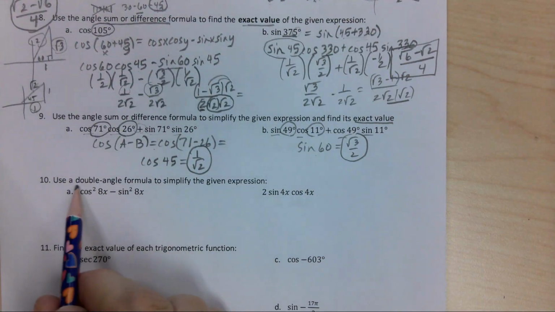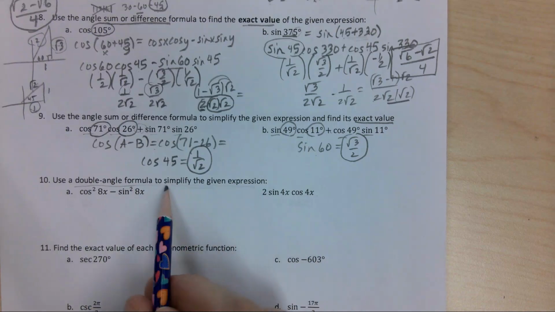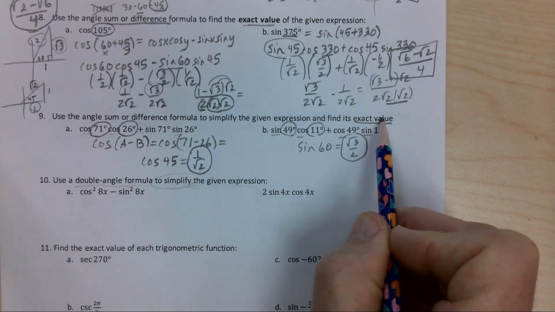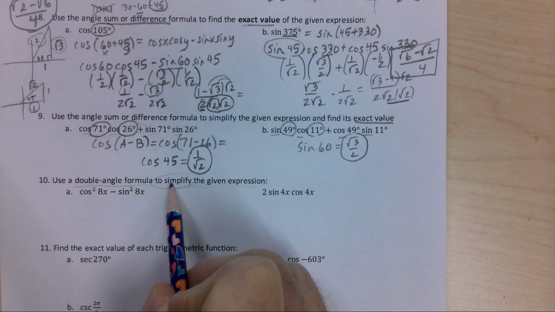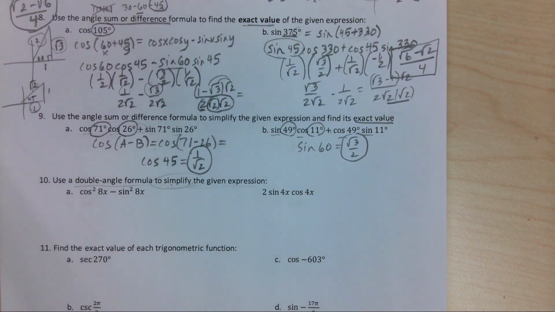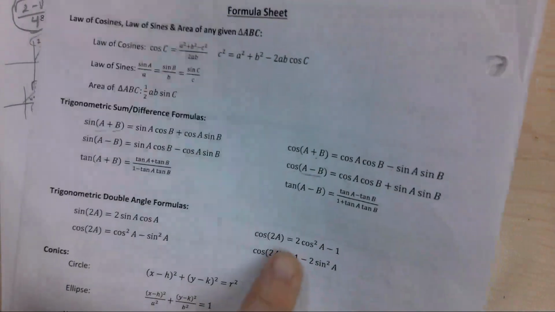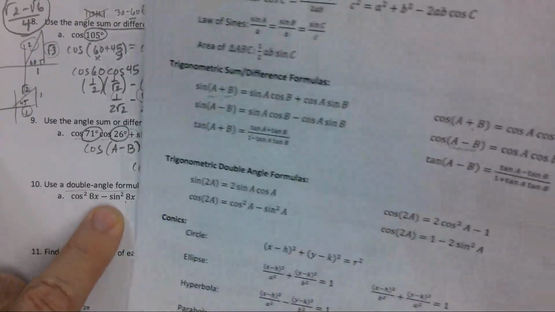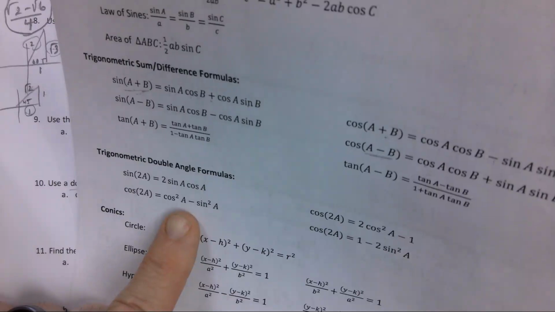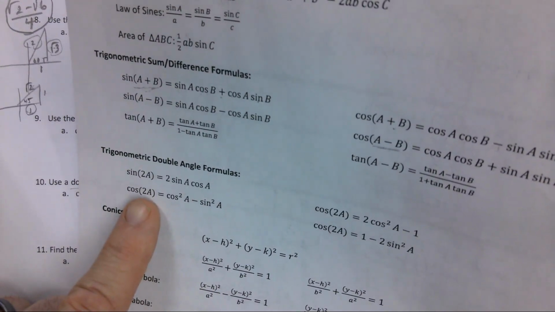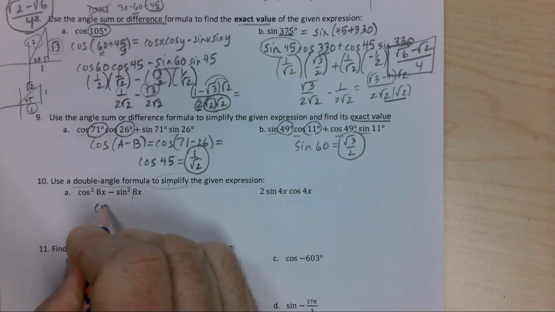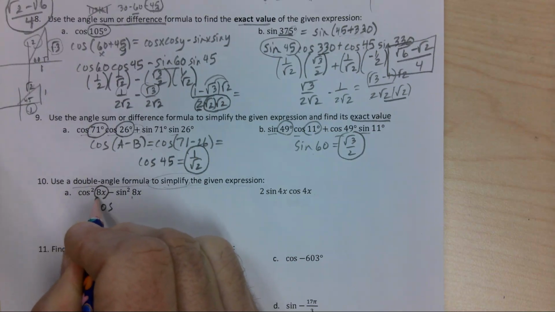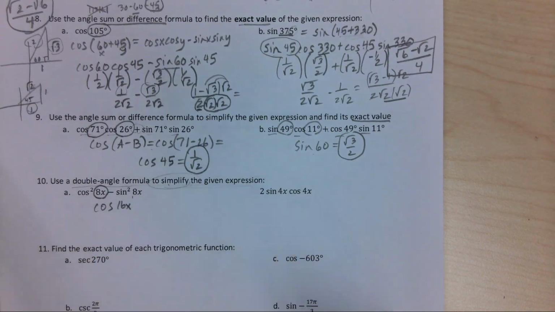Now it says use the double angle formula to simplify. It doesn't say find the exact value, so all it says is simplify. And so we got to find this on our double angle formula, and isn't it nice? They've got these 4 of them right here listed. So we just have to find cosine squared minus sine squared. Cosine squared minus, so it's cosine of double A. So this turns into cosine, and all you got to do is double your angle. So that's 16x. That's all they want.